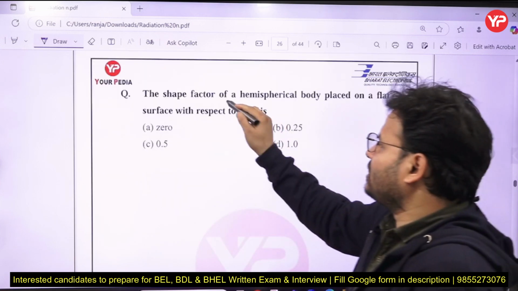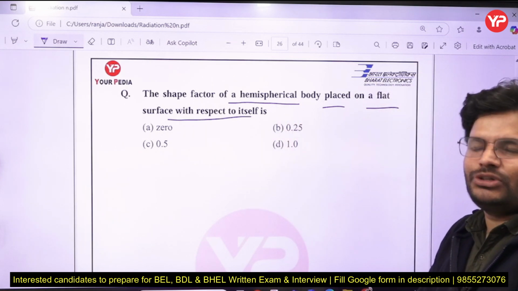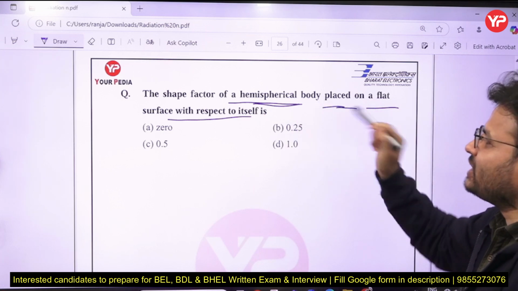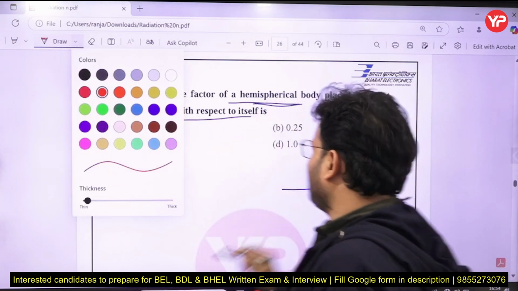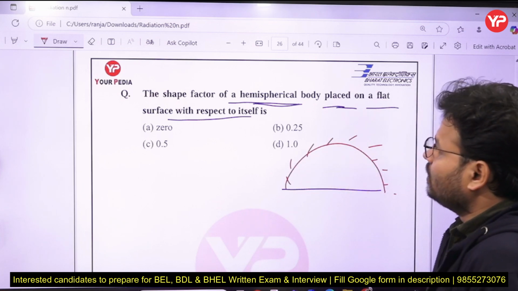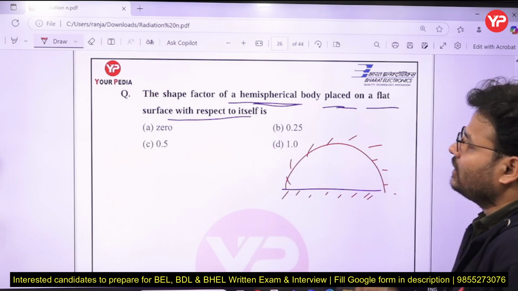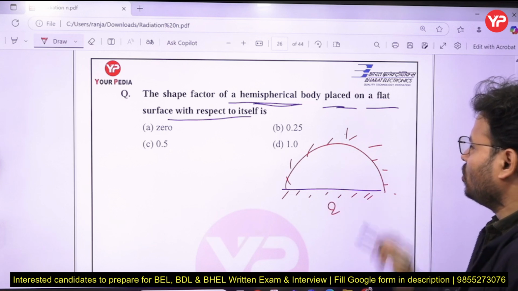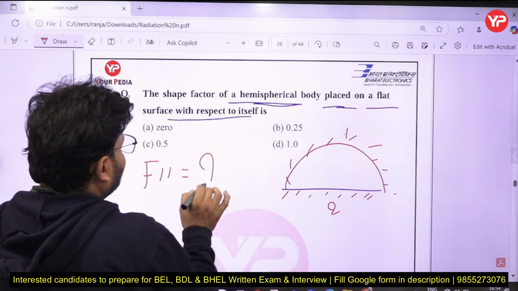Next question. The shape factor of a hemispherical body placed on a flat surface with respect to itself. Shape factor means they are going to ask us to calculate the view factor for a hemispherical body placed on a flat surface with respect to itself. Suppose that is the flat surface on which you are going to place a hemispherical body. Let's assume this is 1 and this is 2. So in this question you have to calculate F11. What will be F11?